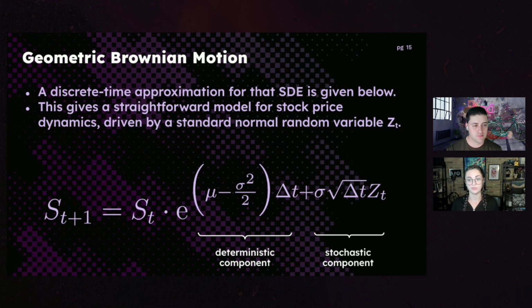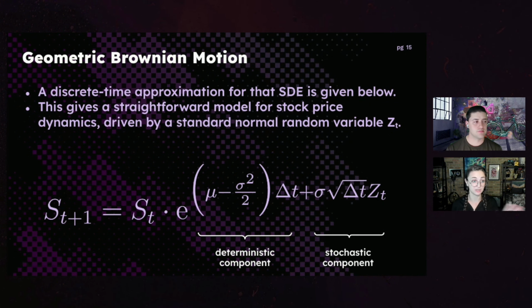But basically, this solution to this equation, which is asserted by the Black-Scholes model to be a true description of stock price movement, is what we can use as a model for stock price dynamics, driven by some standard normal random variable Z_t. And what we can conclude from this approximation is that for each time step, our stock price is going to move a little bit. And what drives that dynamics is two different components. A deterministic component, so a component that we can predict, which is going to be based on these parameters that we're using to describe the stock price.